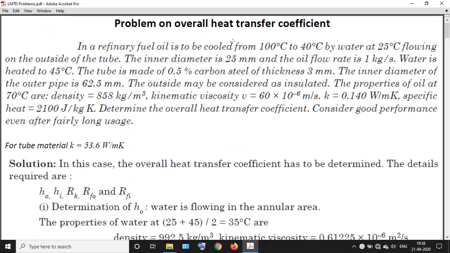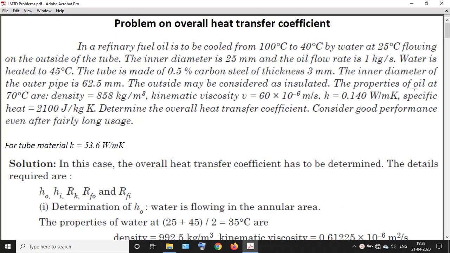So the first problem is based on the overall heat transfer coefficient. In a refinery, fuel oil is to be cooled from 100 degrees centigrade to 40 degrees centigrade by water at 25 degrees centigrade flowing on the outside of the tube. The inner diameter is given as 25 mm. The oil flow rate is 1 kg per second. Water is heated to 45 degrees centigrade. The tube is made of 0.5% carbon steel of thickness 3 mm. The inner diameter of the outer pipe is 62.5 mm. The outside may be considered as insulated.